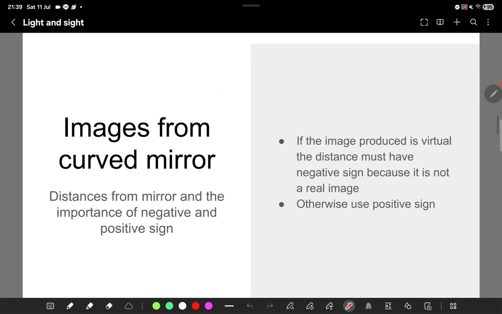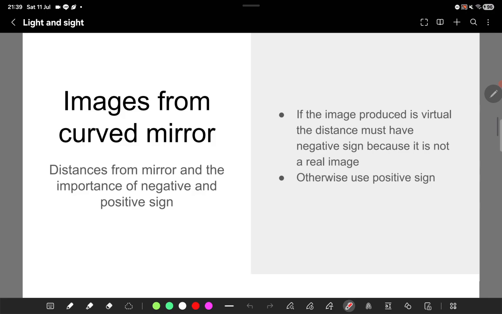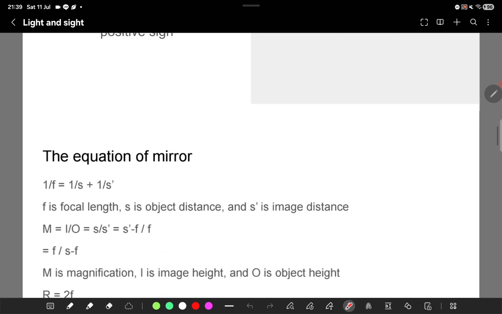Next, images from the curved mirror. So we'll be concerning the importance of the negative and positive sign for this slide. If the image produced is virtual, then the distance must have a negative sign, because it is not a real image. Otherwise, use the positive sign. Simple, right? Let's go to the next one.